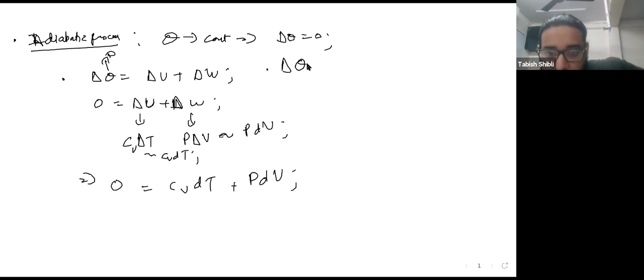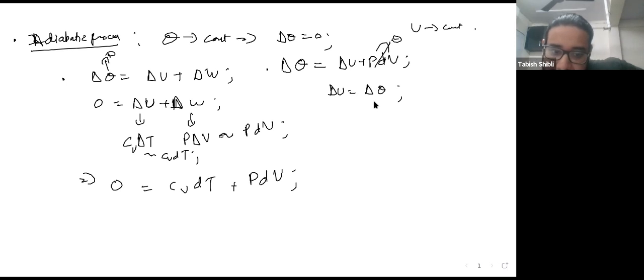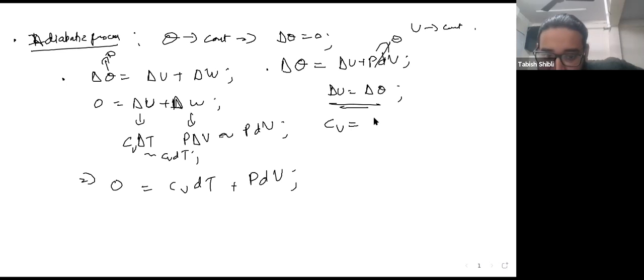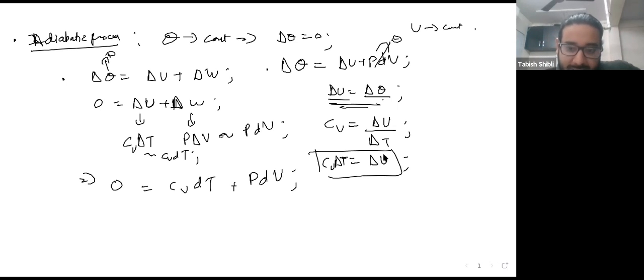Okay, so delta Q is equal to delta U plus P dV, right? If my volume is constant in a process, then this term is zero. So my delta U is just delta Q, right? So what does this mean? My Cv is equal to delta U by delta T, because it's supposed to be delta Q by delta T. Since my delta U is delta Q, this is delta U by delta T. This means that delta U is Cv delta T. This is always equal to Cv delta T.